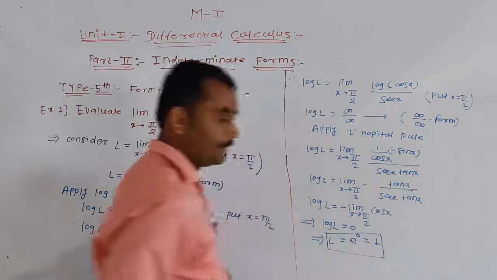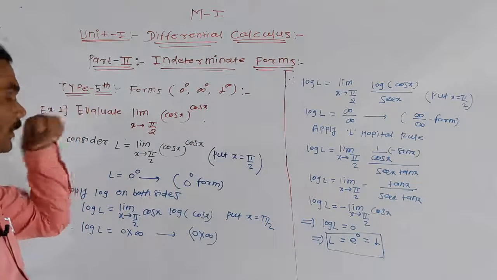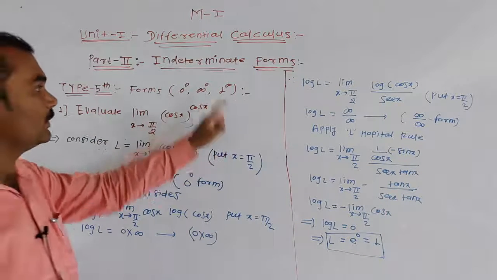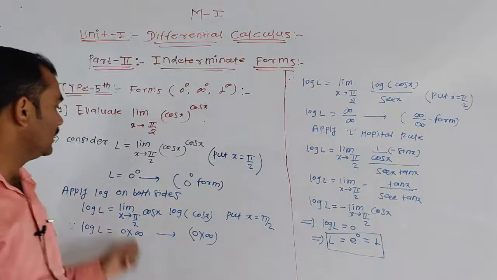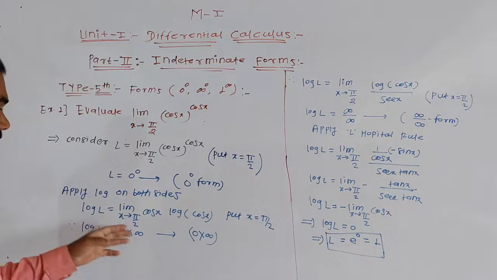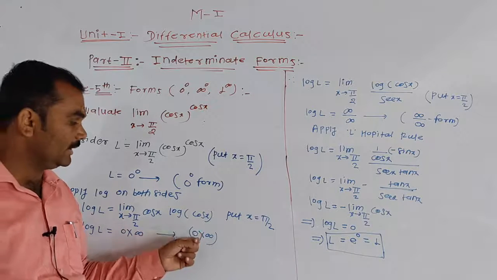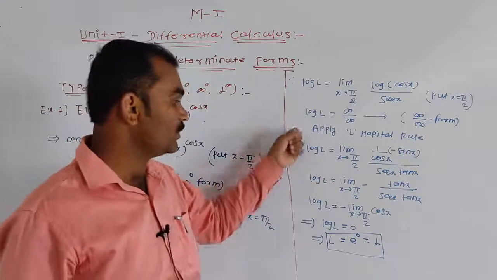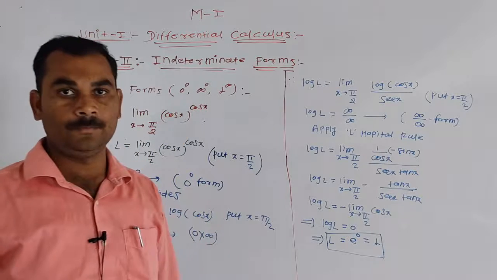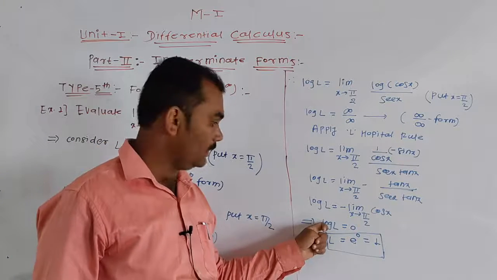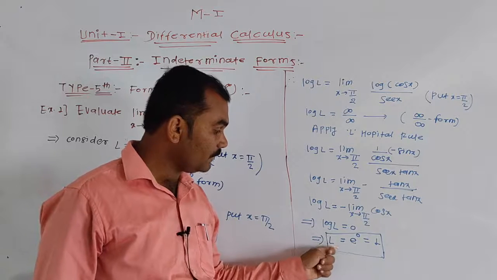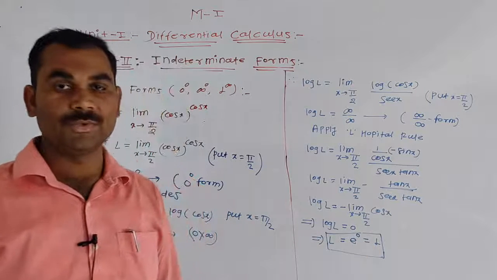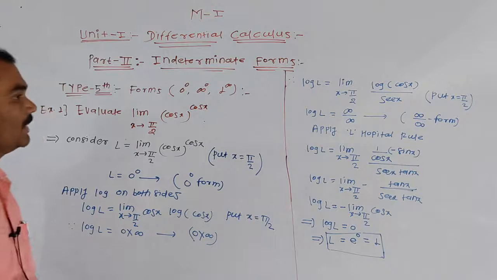This is your first example from type number 5: if the form is 0 raised to 0, infinity raised to 0, or 1 raised to infinity. So first step, apply log on both sides. We directly convert the problem into 0 times infinity, then into infinity by infinity. Then apply the L'Hospital rule, and we get the required answer. Here a mistake is possible: log of L is equal to 0 implies L is e raised to 0. Apply e on both sides, e raised to 0, we know that e raised to 0 is 1. So this is your first example.